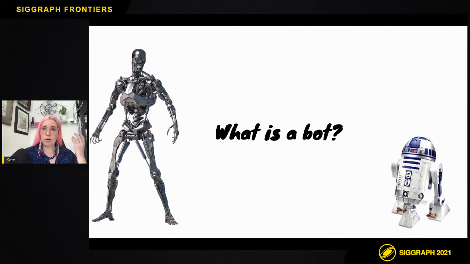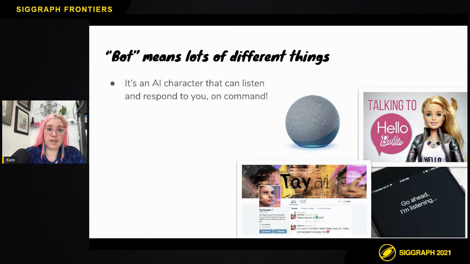So I thought I would start by thinking, okay, we're going to be talking about artistic bot making, so what is a bot? And bots can mean lots of different things. Here are a couple of Hollywood bots. But often when people talk about bots, sometimes they mean an AI character that you can listen to and that is going to respond to you on command. So things like the Amazon Alexa, which hopefully will not activate. There's a Barbie that will talk to you.